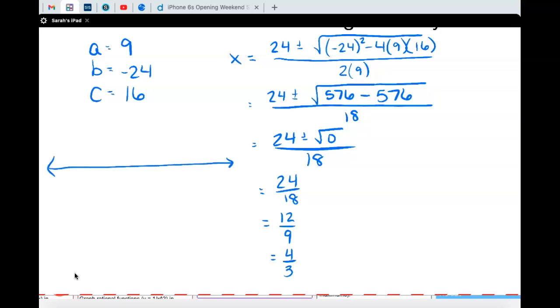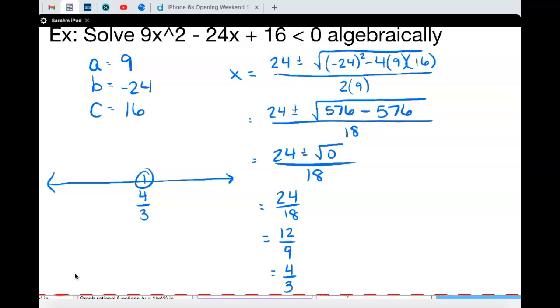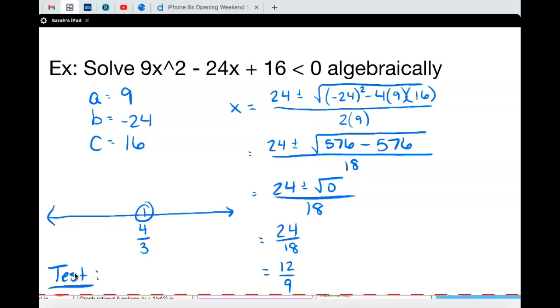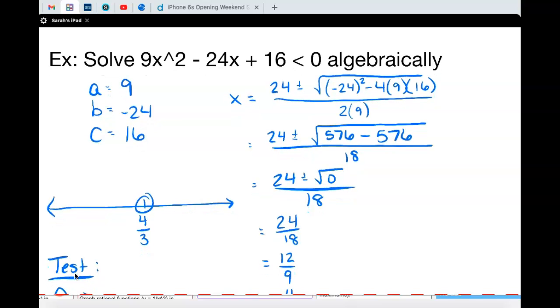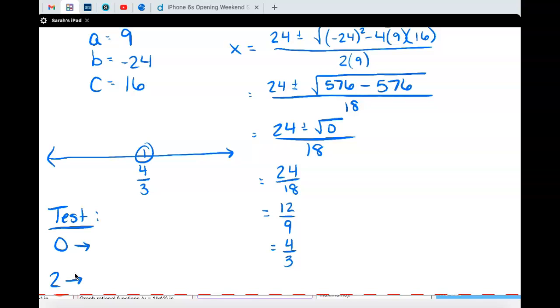So we still want to do the number line situation. We have 4/3. Is it a circle or a dot? It would be a circle. So I need to test both sides, figure out true and false. Okay, let's do 1, 2, and 0. Once you figure out one of them, you should know. So 0. What do you put 0 back into?